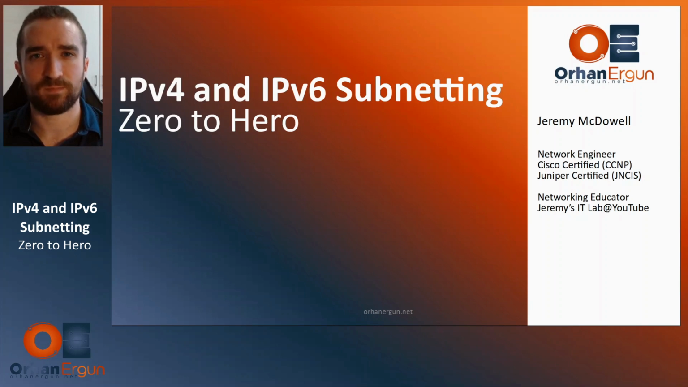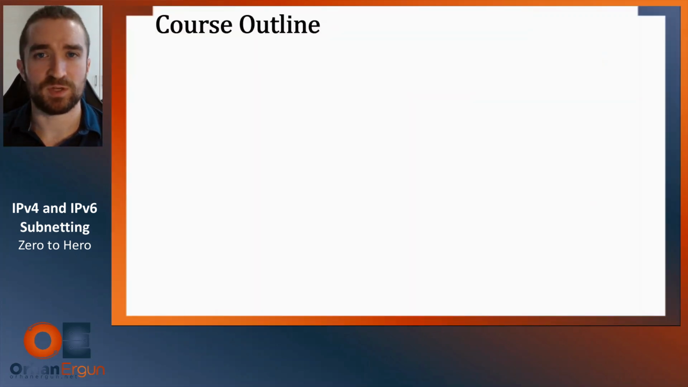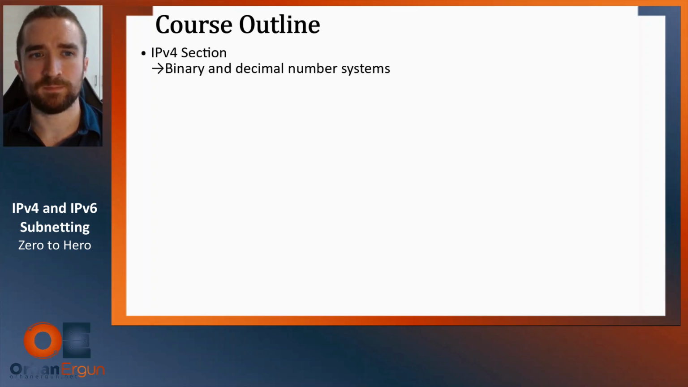Okay, that's enough about me. Let's go on to look at the course itself. So here is the course outline. There will be two main sections to this course, IPv4 subnetting and IPv6 subnetting. But first we will cover IPv4, and the first topic will be binary and decimal number systems.